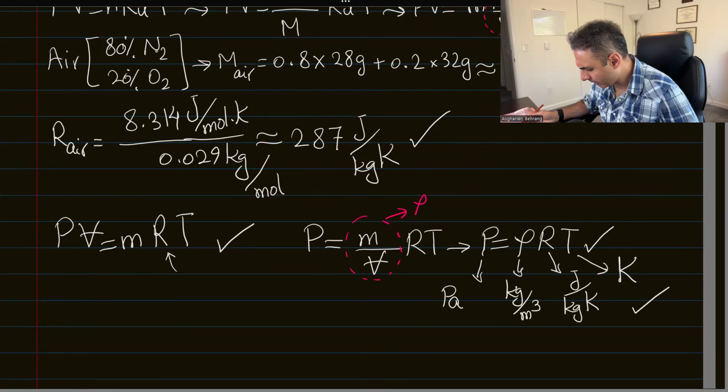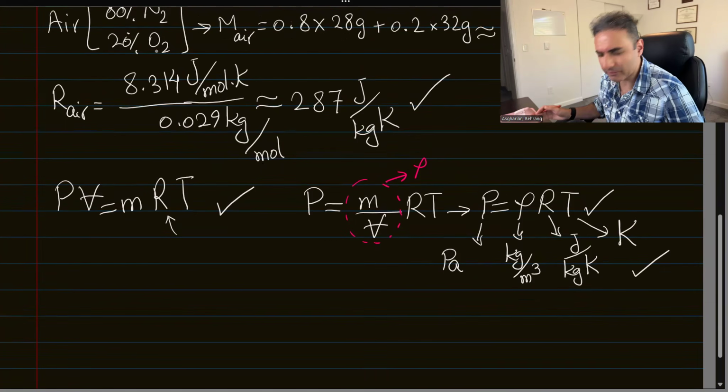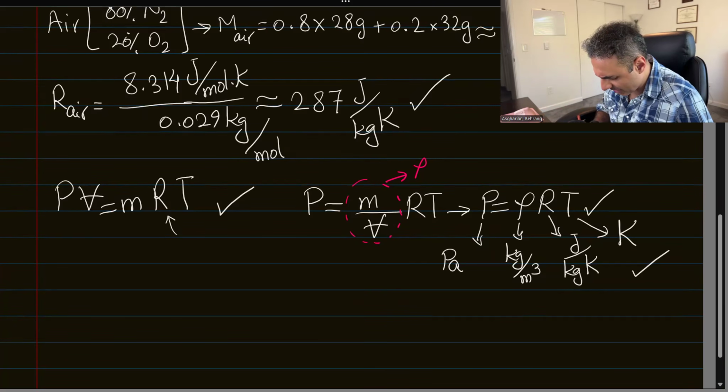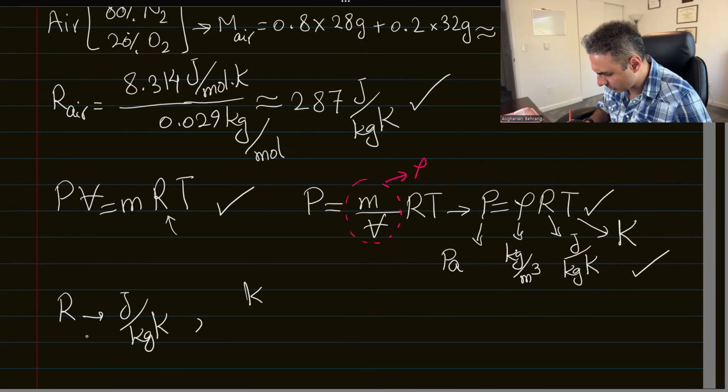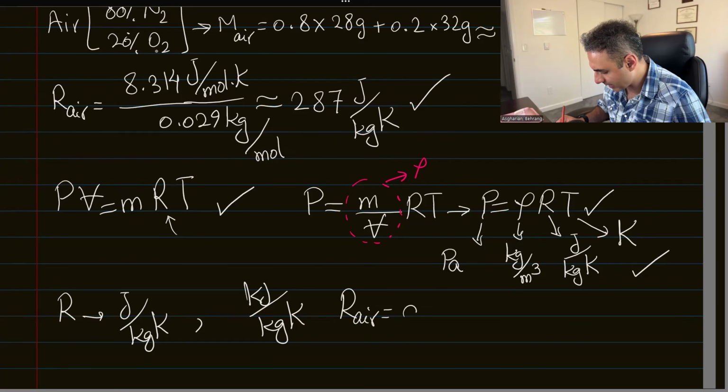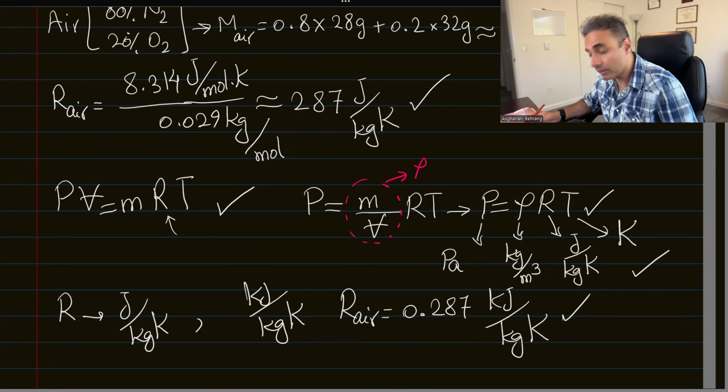Okay, there's another version of R. When you look at thermodynamics books, sometimes you get the value of R in joules per kilogram Kelvin, and sometimes you read it in terms of kilojoules per kilogram Kelvin. In that case, R of air is usually written as 0.287 kilojoules per kilogram Kelvin. That's not a problem, but you have to be careful.